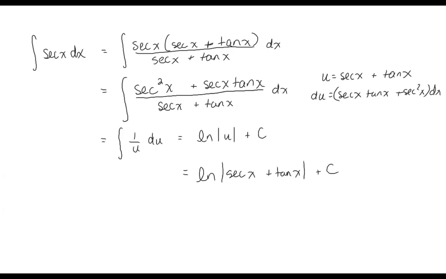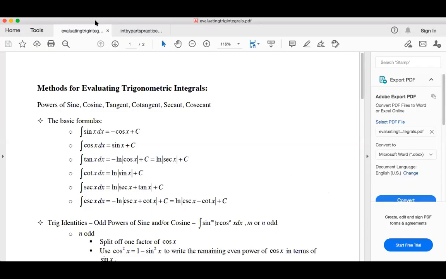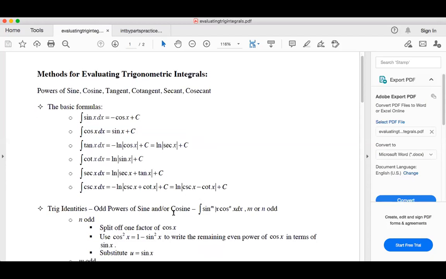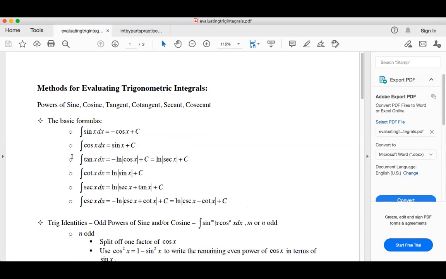And similarly for, go ahead and switch my share again. Similarly for cosecant, the trick is going to be to multiply by a cosecant plus a cotangent. And then this all kind of comes together in a similar way, but with a minus sign. So the integral of cosecant x is minus ln cosecant x plus cotangent x, or you can rewrite it like it is on the right. So it's up to you there. So those basic formulas are kind of nice.